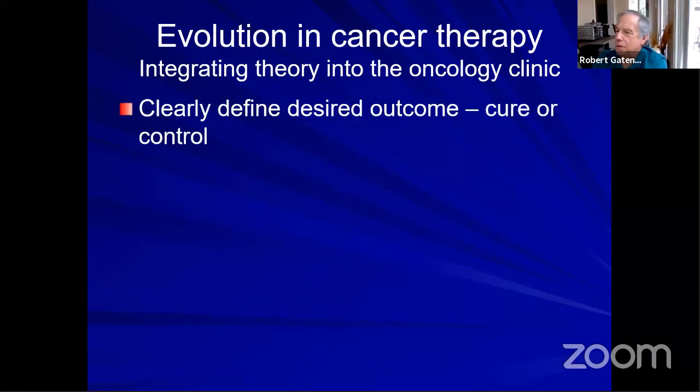So how do we do this in the clinic? I would argue for the following: we need to define what's the outcome. Are we treating for cure or are we treating for control? We should not do both. We should not mix these.